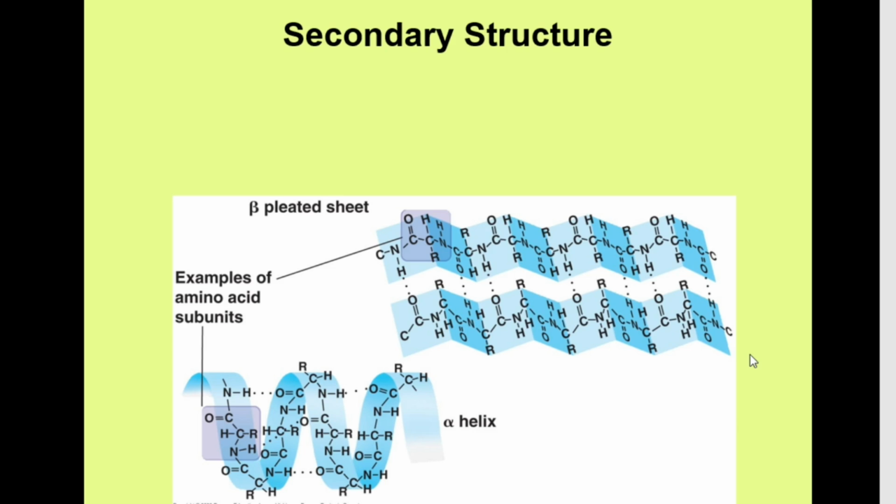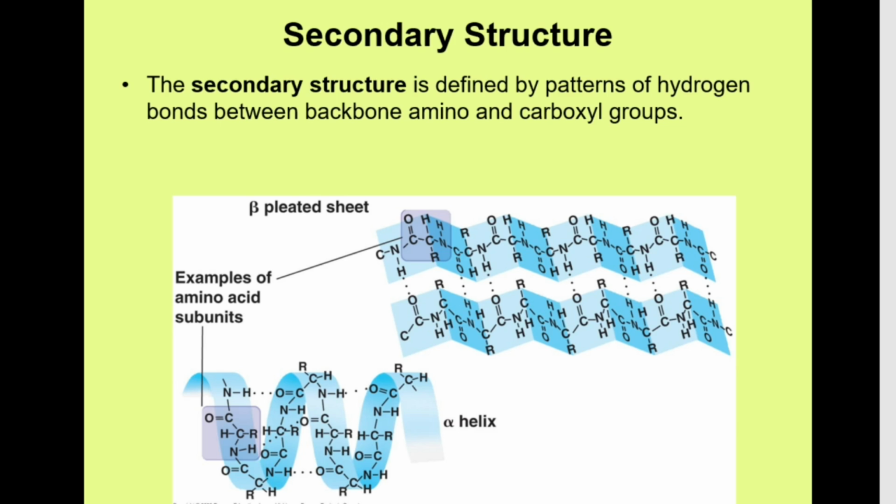The next level of structure that we see within proteins is called the secondary level of structure, or secondary structure. There's a couple of important things to know about this. The first thing is that secondary structure is defined by patterns of hydrogen bonds between backbone amino and carboxyl groups. So what does that mean?